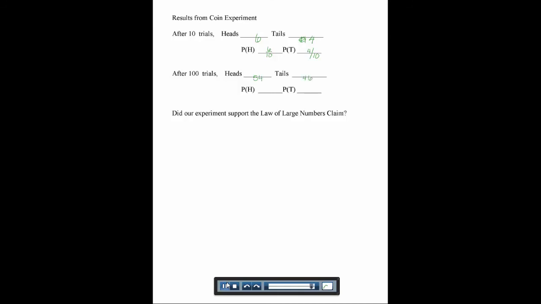Now, if you flip a coin 100 times, you might get something like 54 and 46. Okay? Then you would have 54 out of 100, or about 54%, and 46 out of 100, or 46%. And these are obviously much closer to 50-50. Okay, so here, these numbers support the law of large numbers. And if you do it for yourself, you should see that the more times you do it, the closer you'll get to 50-50.